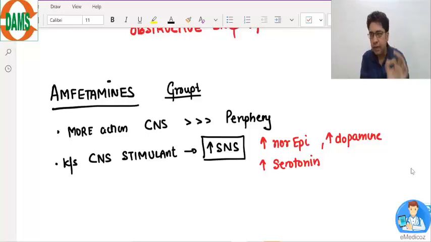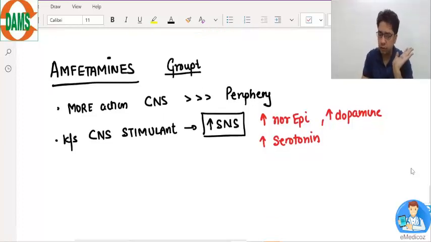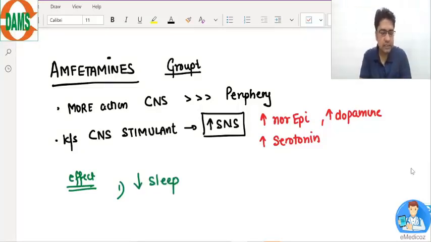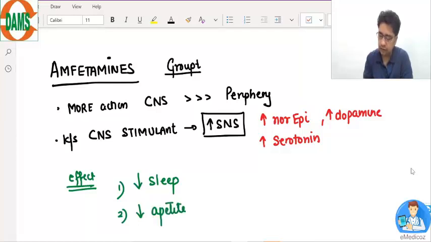Now, let's imagine if there is increased sympathetic discharge in your body, would you like to sleep at that time? So, it will decrease sleep. Second point, if there is increase in sympathetic discharge, would you like to eat something when the dog is chasing you? So no, it will suppress appetite, because it has anorectic action. Anorexia means decrease in appetite.